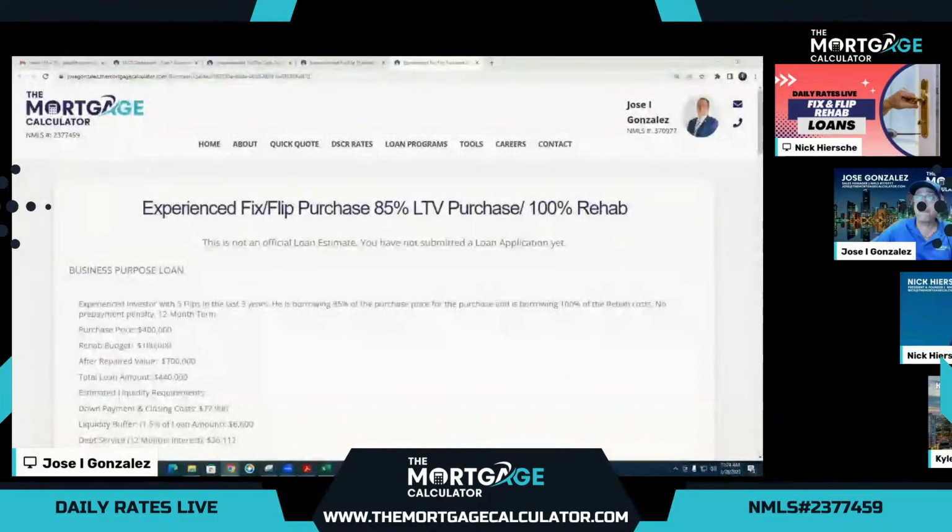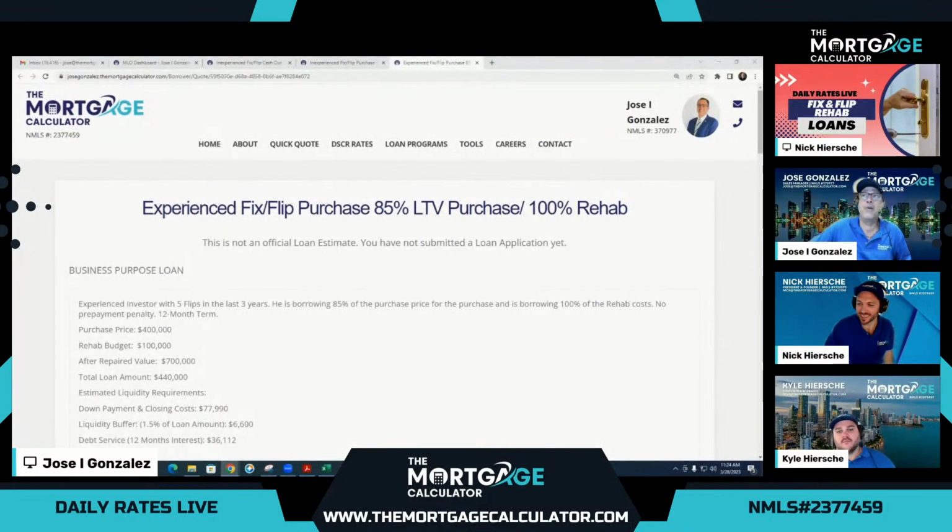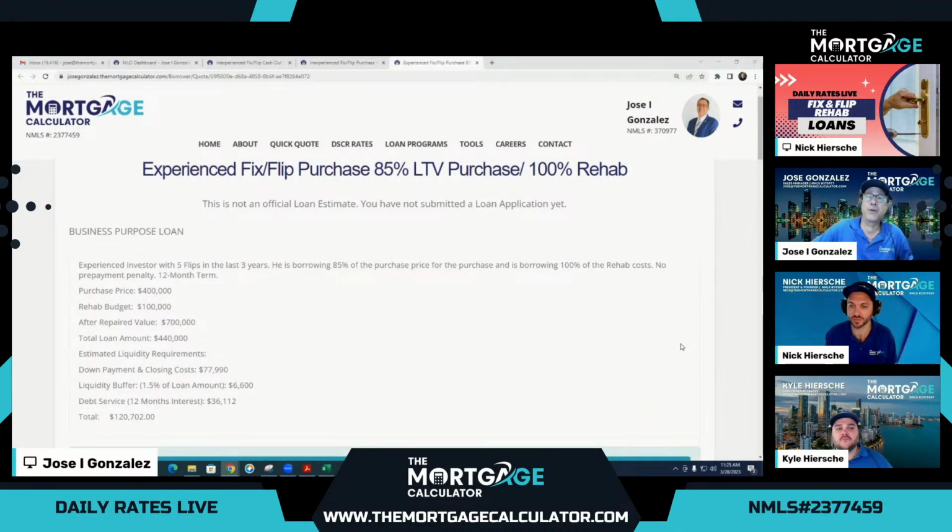Okay. Well, let's get into the numbers then here. Yes, sir. So now what I've done in my examples here, I have 3 for us. 2 are going to be from the purchase, and 1 is going to be for a refi. And so what I've done on the purchases, I'm doing one where the investor has 5 flips in the last 3 years, and the next one they have 1 flip. This is an actual scenario that went through here.